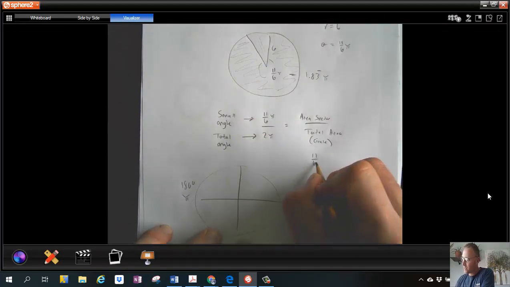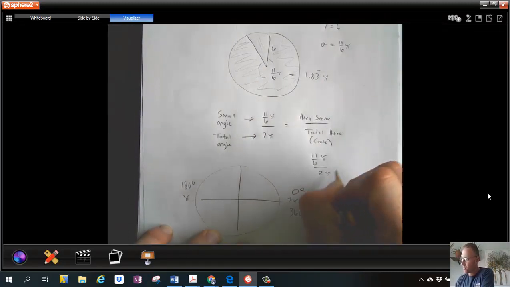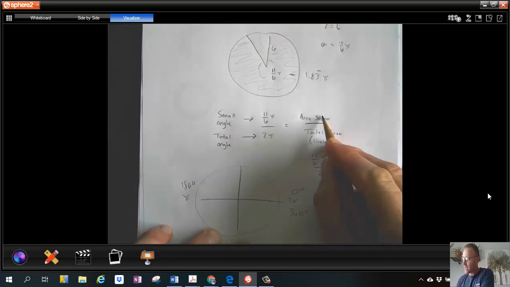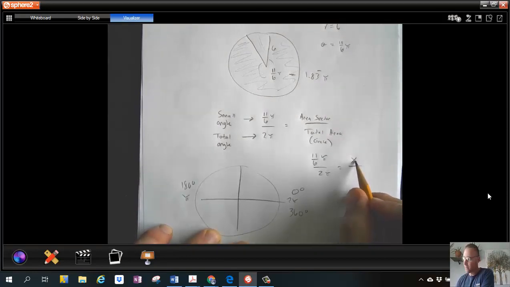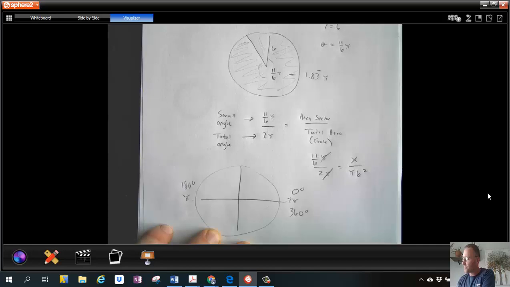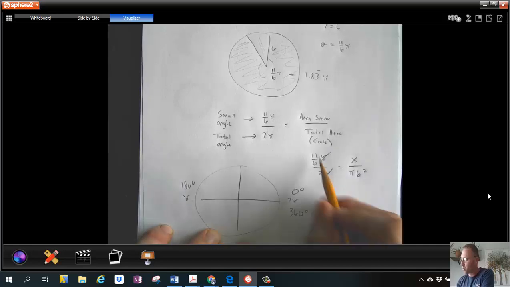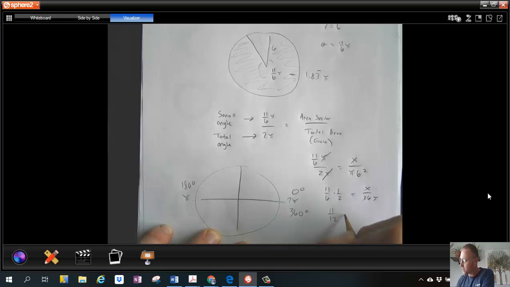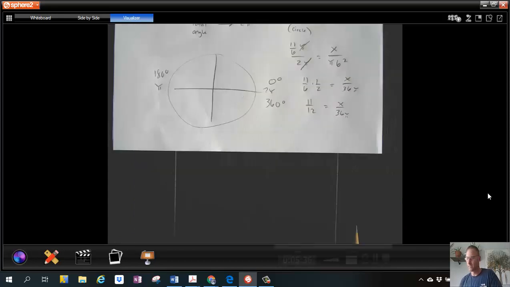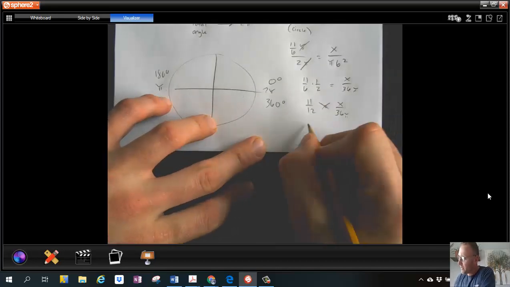So when you fill this out and solve it, you're going to have 11/6 pi over 2 pi equals what you're looking for. Area of the sector is what they asked for. I'll call that x. And the total area of the circle is pi r squared, so pi 6 squared. So let's cancel some things. These pi's cancel. Dividing by 2 is the same as multiplying by 1/2, so we'll multiply by 1/2 instead. And we'll call this 36 pi. And then this turns into 11/12 equals x over 36 pi.